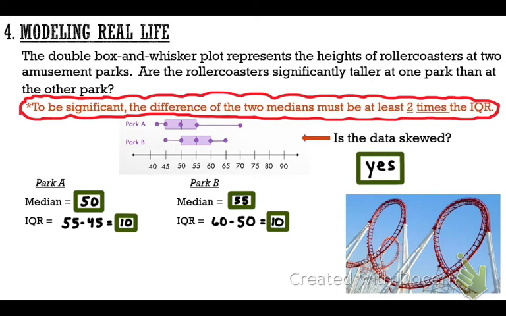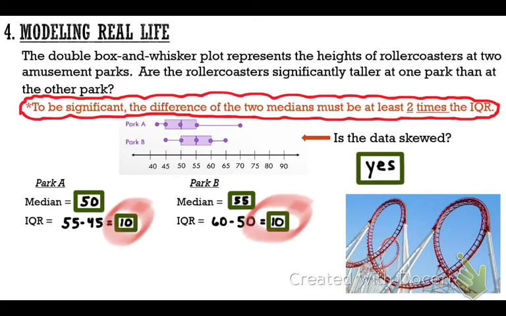What is the difference of the medians? 5. Notice this. This one is 50. This one is 55. The difference, you subtract them. The difference is 5 feet. Okay? And what is the IQR? 10. 10 for both of them.